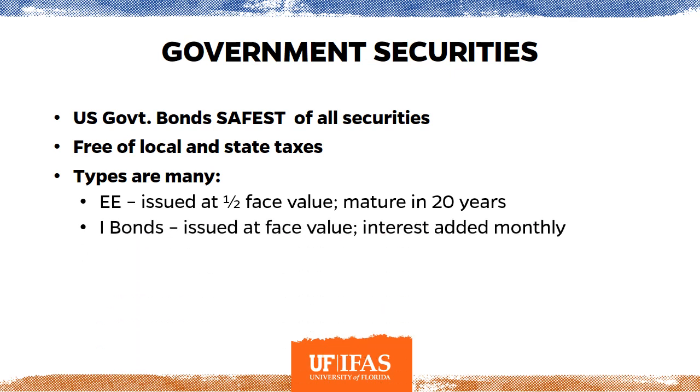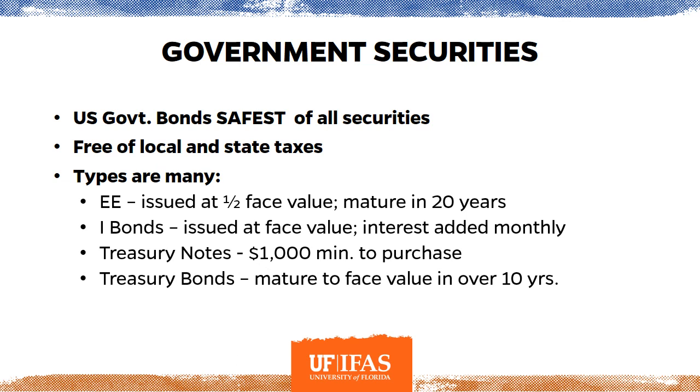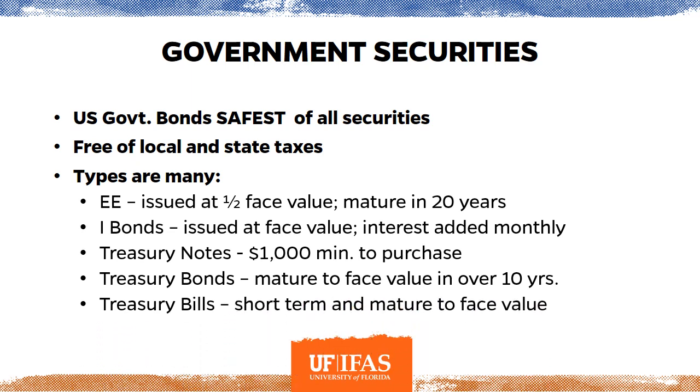There's I-bonds, and they provide interest monthly. Treasury notes, minimum of $1,000 to purchase a treasury note, but if you believe in the strength and security of the U.S. government and our treasury, and you've got $1,000 to invest, you can make some money off of that. Treasury bonds, we're going to talk about bonds in a minute, but bonds is where you're investing in the government's debt, and they mature after 10 years, not 20. And treasury bills, short term and mature to face value.